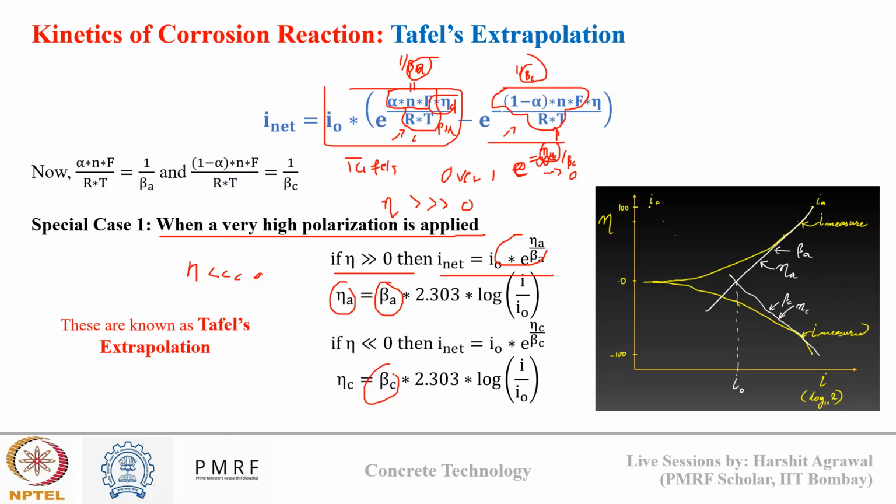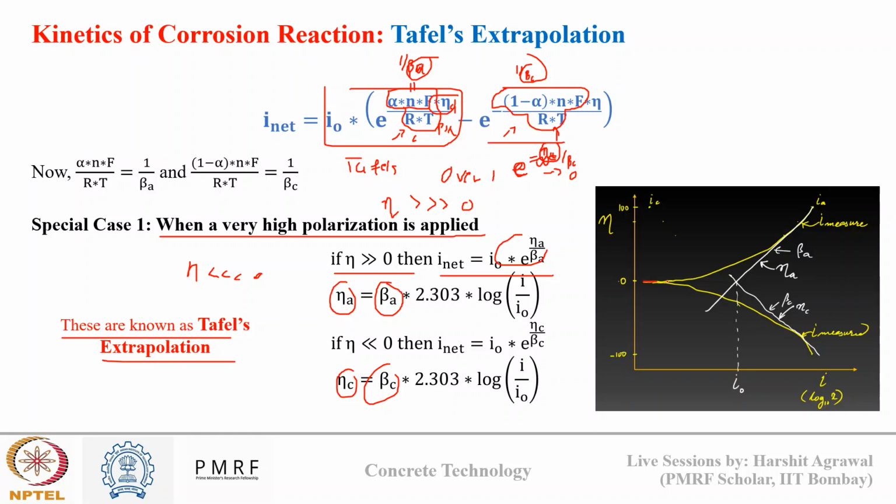So I can get the beta c value if I know the eta c that I have applied. This kind of relationship that is derived when I apply a very high polarization, in either the positive direction or the negative direction, is known as Tafel's extrapolation.